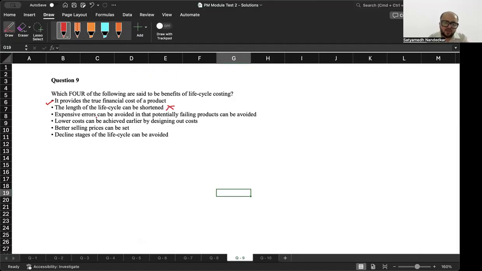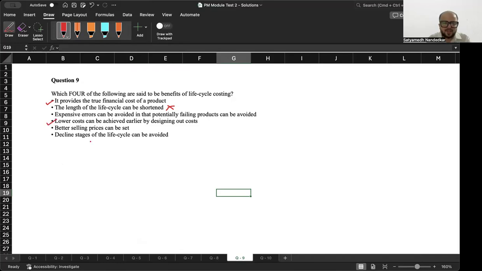Then expensive errors can be avoided in that potentially failing products can be avoided. Then lower costs can be achieved earlier by designing out cost. What do you mean by designing out cost? Basically, you are trying to make the model more affordable by maybe cutting out some of the features in the design stage which are not desired by customers.